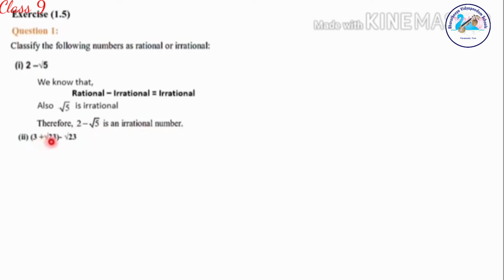Next question, 3 plus root 23 minus root 23. Here we have to do a little bit of calculation.